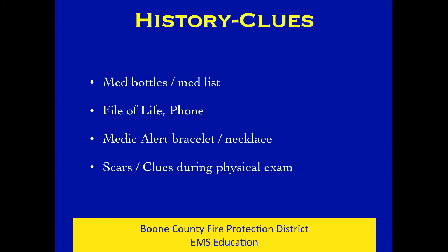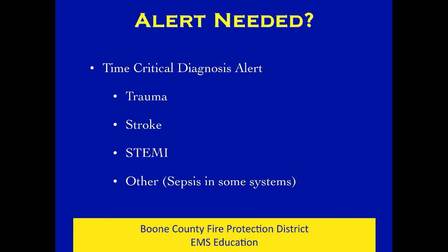Look around the house. Check for a wallet, check on their purse, check on their phone. A lot of phone apps may have some information that you can get on there if you can get in. And we'll talk to you about that in lab and figure out how to get into a phone on the emergency button side. Maybe there's a medic alert bracelet or a medic alert necklace, or maybe there's some scars or other clues you might find as you're doing your physical exam. So you're trying to get history, and history gathering is not just what the patient can tell you.